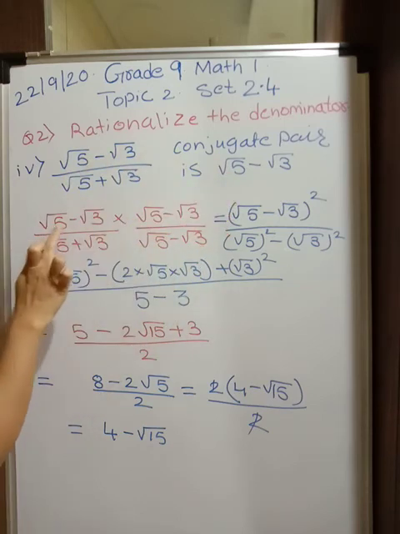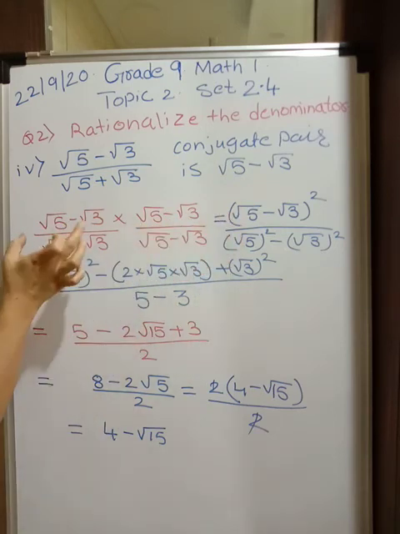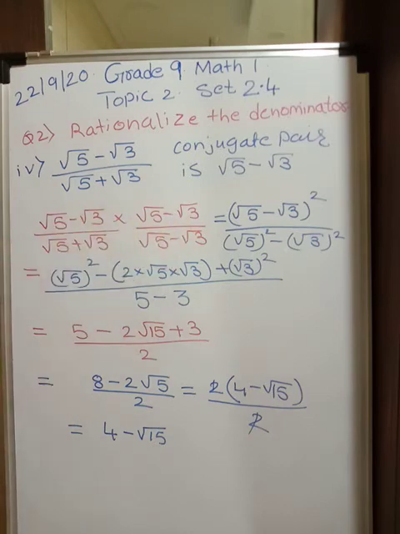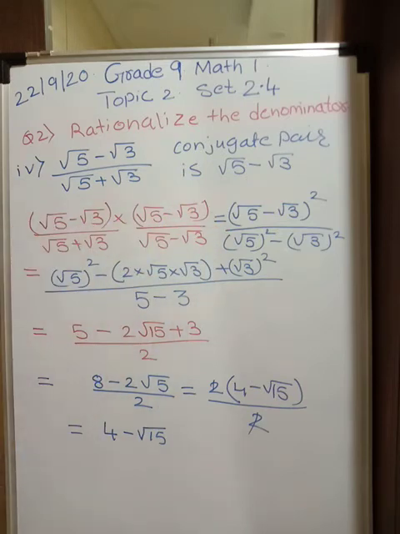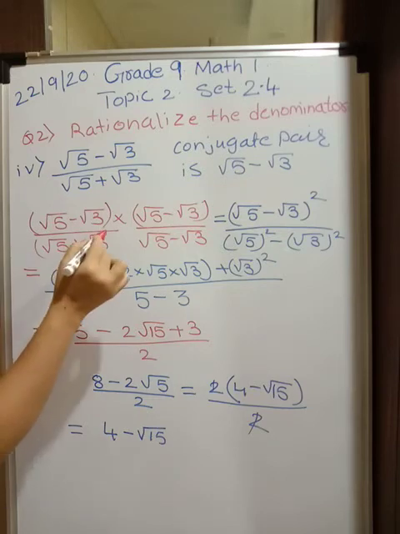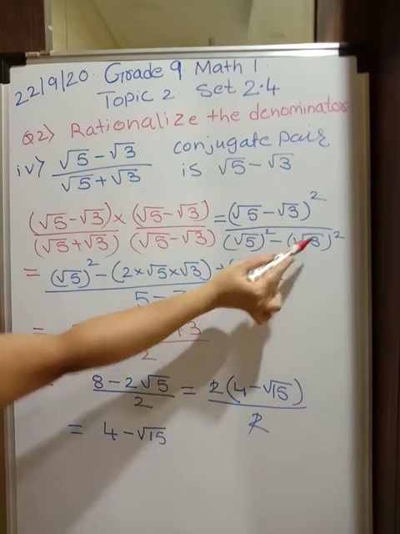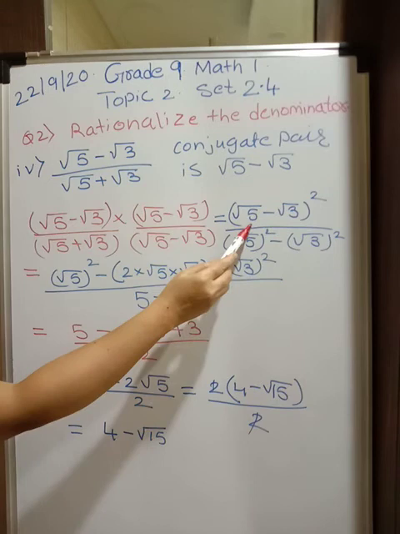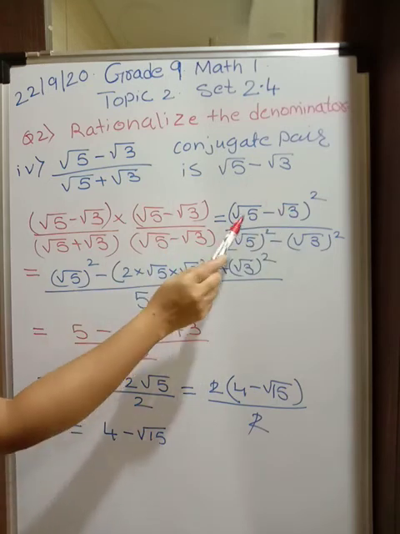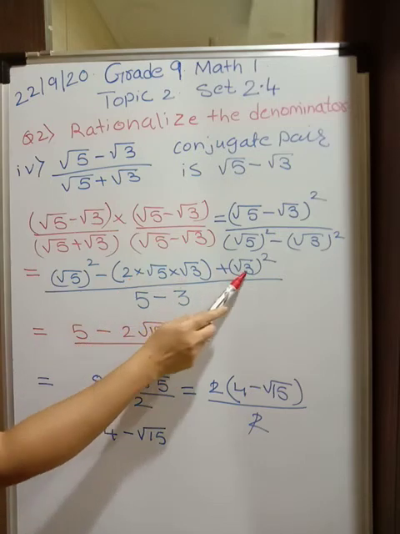Now see, this is root 5 minus root 3 into root 5 minus root 3. That is root 5 minus root 3 the whole square. This bracket is repeated twice, no? Isn't it? So if I put a bracket over here, this bracket is going to repeat twice. And the denominator is like (a plus b) into (a minus b), that will be a square minus b square. Now see, (a minus b) the whole square: your a is root 5 and b is root 3, so (a minus b) the whole square is a square minus 2ab plus b square.